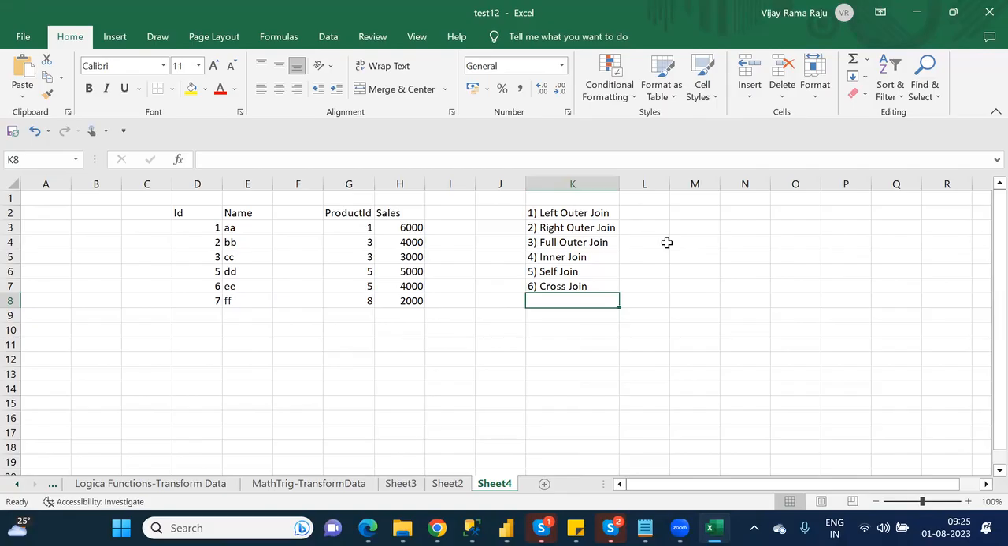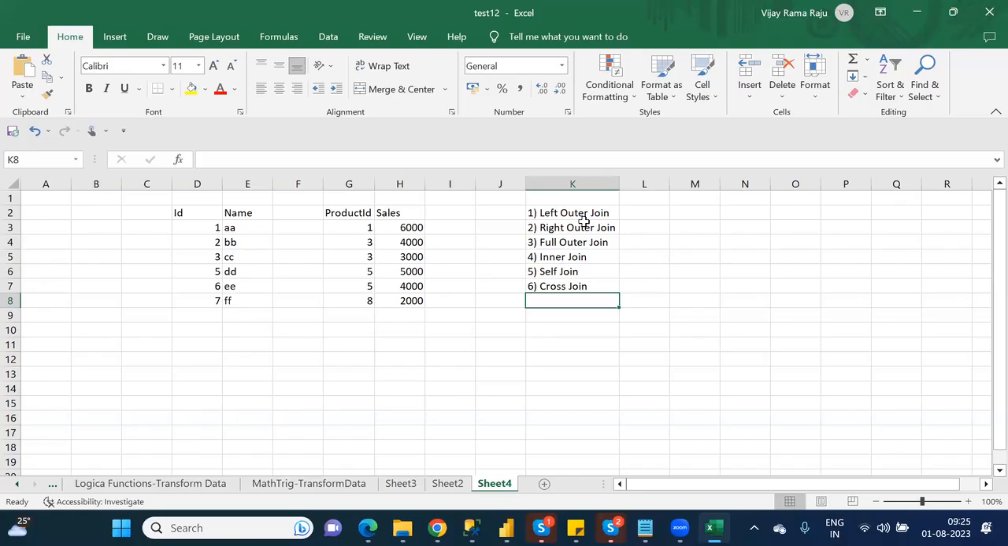Understand? So first of all, if you want to apply any joins between the data sets, in both the data sets at least one common column is required.